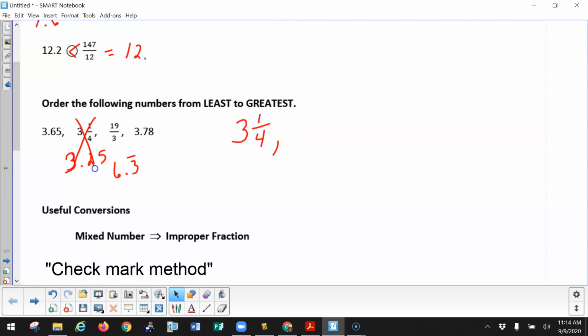So that takes this off. 3.65 is going to be our next biggest number. And then that takes this off. Our 3.78 is next. And then 6.3 repeating was our biggest decimal, so we want to use the 19/3 last.